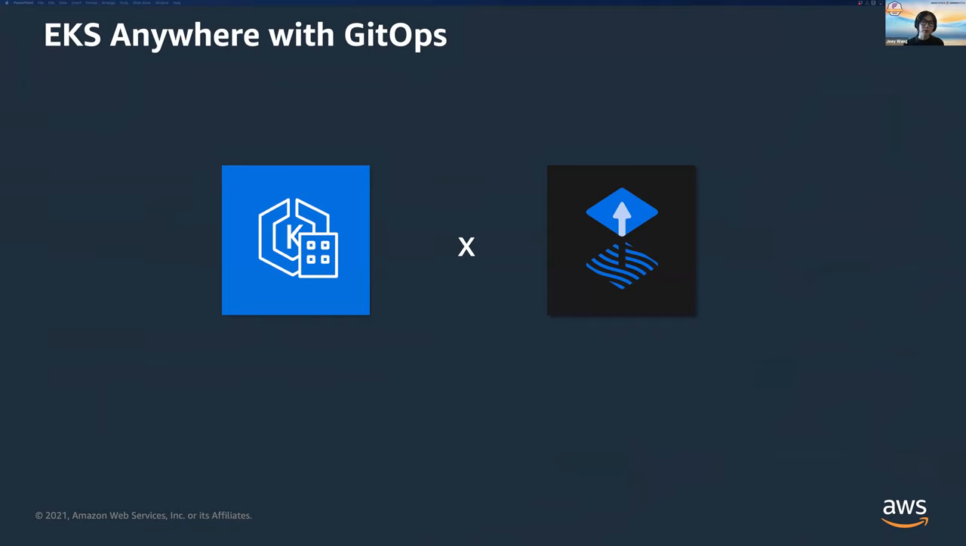So at EKS Anywhere, we want to meet developers like you where you are. There is a long list of things you should already know ahead. First, Kubernetes. Second, Git. And that's it. So we're building a command line tool that is meant to be simple and boring, to provide an easy but robust way to install Kubernetes anywhere, in VMs, on bare metal, or any other environment.